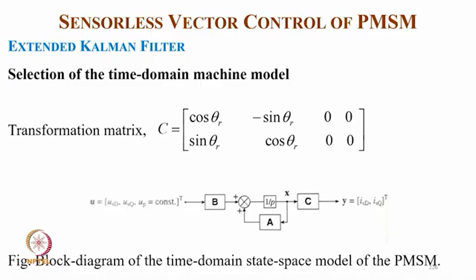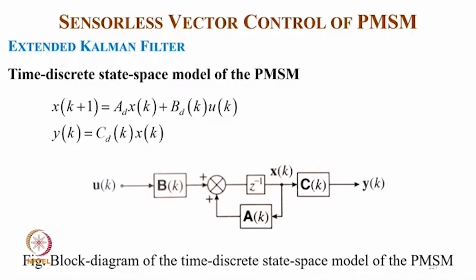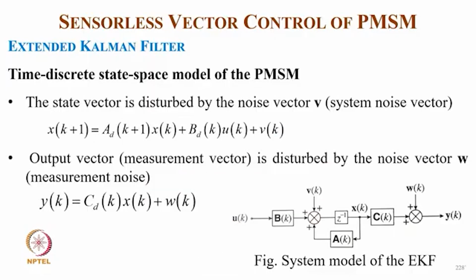So this is the block diagram of the time domain state space model, and the time discrete state space model of X is a function: X k plus 1 equals AD XK plus BD k UK, and YK equals CD k XK. In this block diagram, YK is obtained from the UK with the proper feedback.